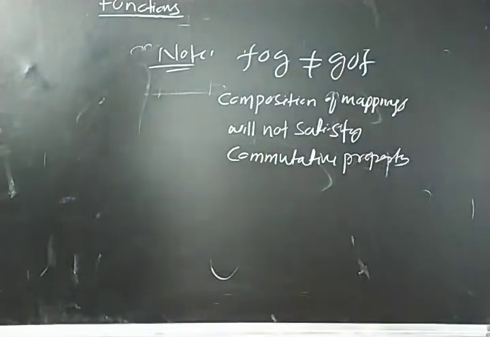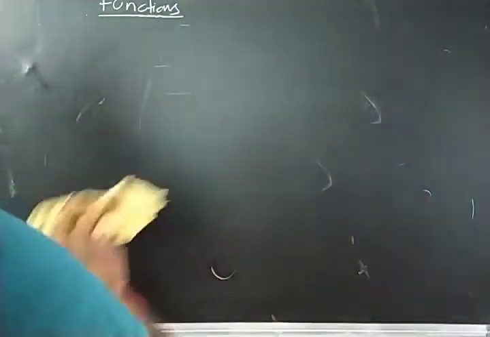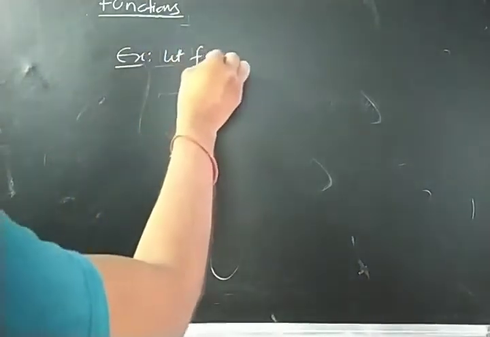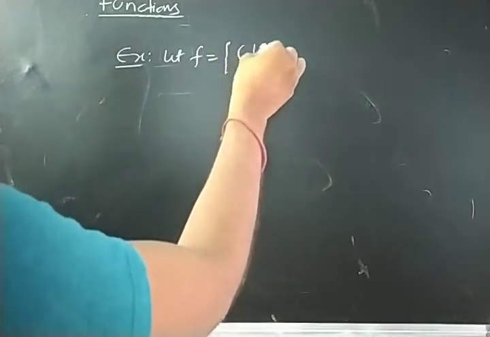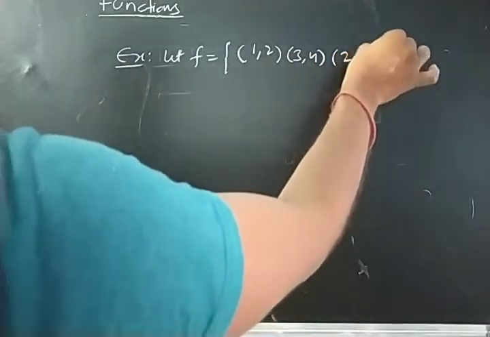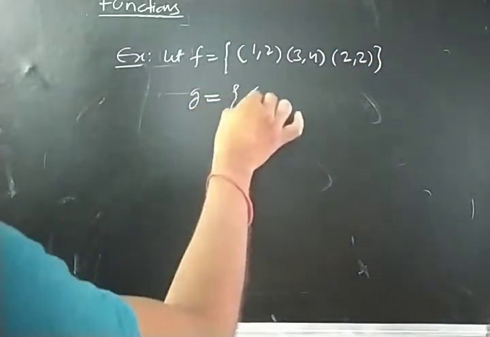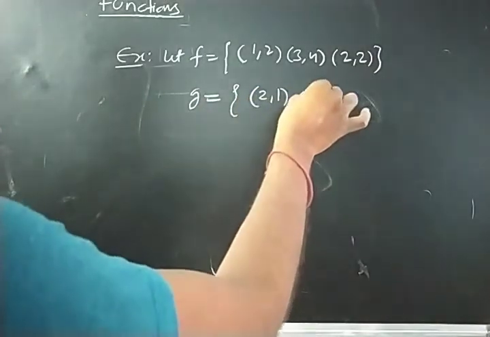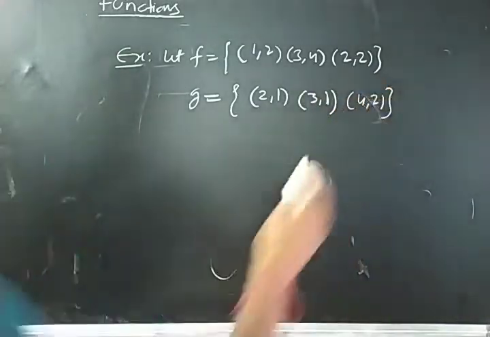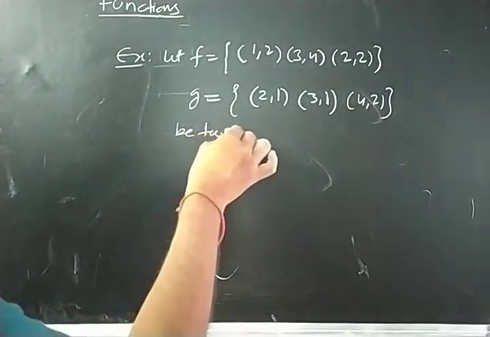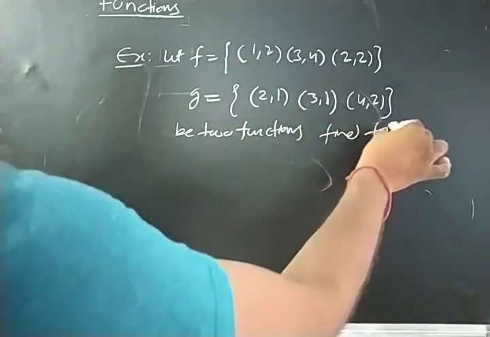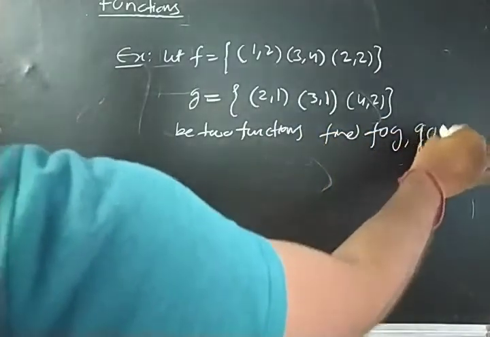Okay, commutative property. Right. Now let us do some example problems. Example 1. Let f be a function containing the ordered pairs (1, 2), (3, 4) and (2, 2), and another function g containing the ordered pairs (2, 1), (3, 1) and (4, 2). These are two functions. Find f circle g and g circle f, both compositions.